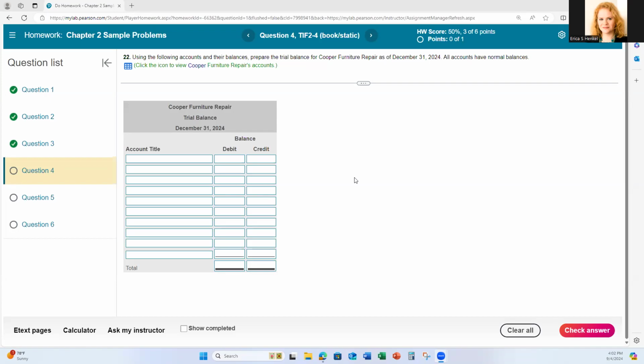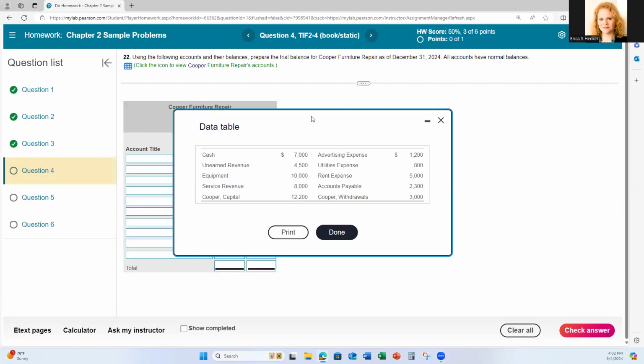Next, we are going to look over an example of a trial balance. Again, if you have not watched the MyLab video on what a trial balance is, there's a short video out there that walks through what this is. Basically, the trial balance is the summary of all of the list of accounts and what their ending balances are as of the end of the financial statement period.